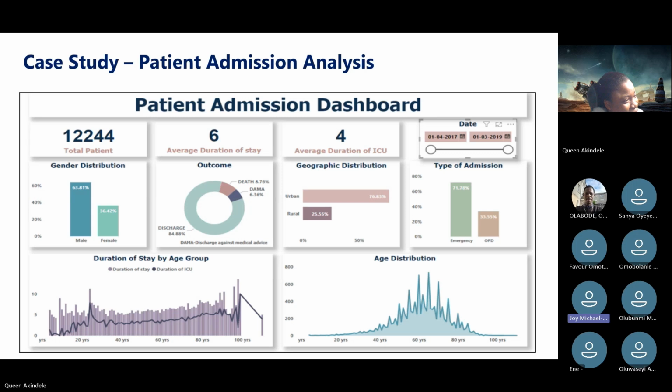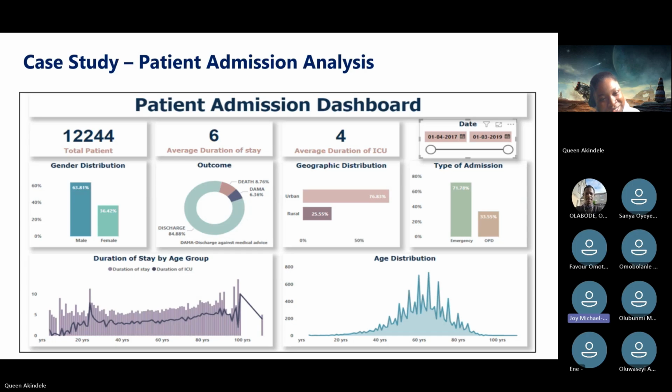I'm just trying to look at it in a different dimension as to what this result could mean. Looking at the gender distribution, more males are usually admitted as compared to females. Maybe I may not be wrong to say the females are the stronger gender. I'm not being stereotyped, but you could give a different analysis or interpretation to it.